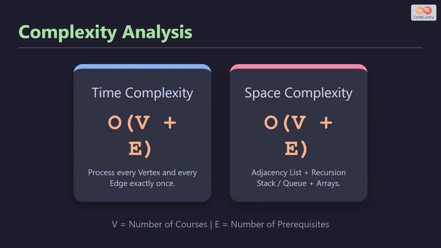Both approaches are efficient. The time complexity is big O of V plus E, where V is the number of courses and E is the number of prerequisites. This is because we visit every node and edge once. The space complexity is also big O of V plus E to store the graph and the recursion stack or queue.